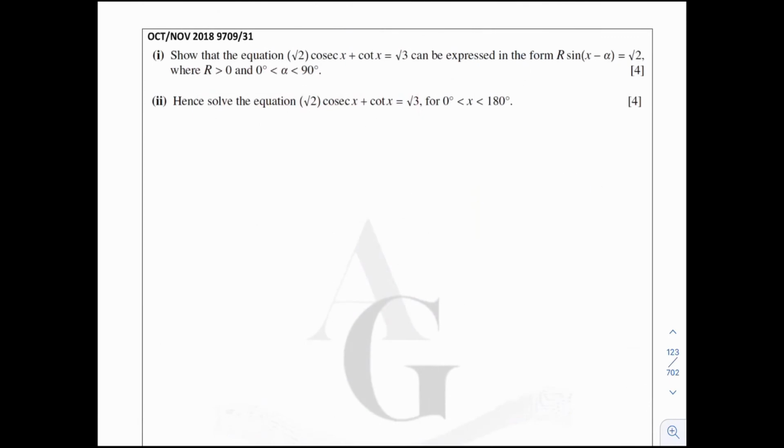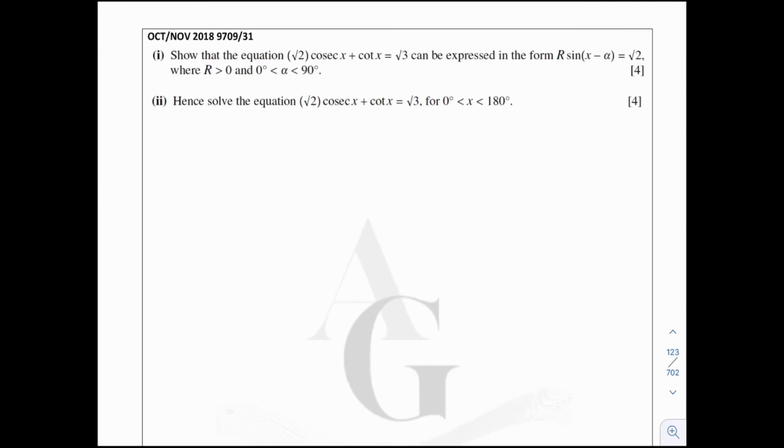Let's have a look at another example, a recent year's example, the year 2018, paper October-November, variant 31. Have a look at part 1. Show that the equation square root 2 cosecant x plus cotangent x equals square root 3 can be expressed in this form: r sine (x minus alpha) equals square root 2, where r must be more than 0 and alpha must be between 0 and 90 degrees.